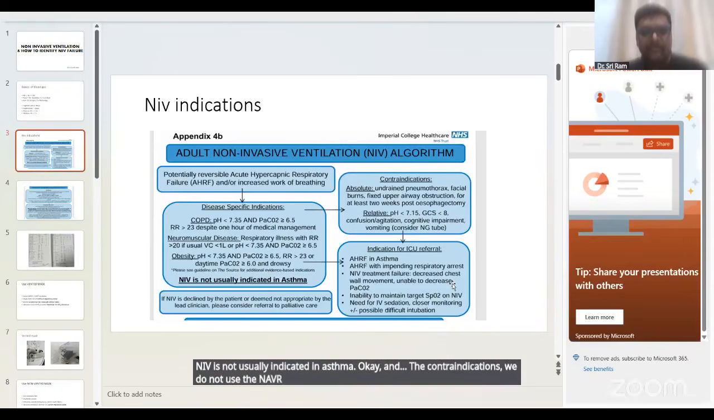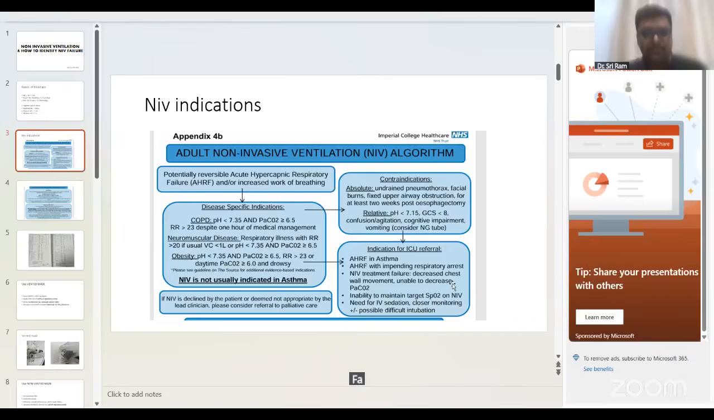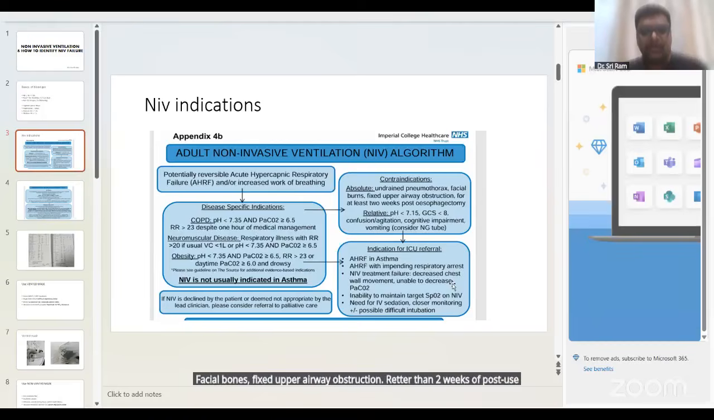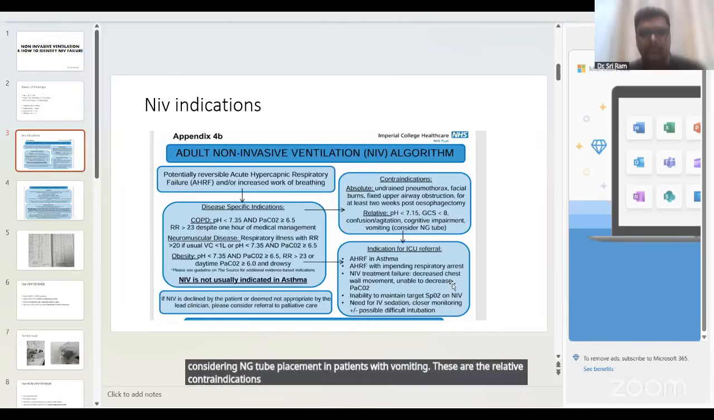The absolute contraindications include undrained pneumothorax, facial burns, fixed upper airway obstruction, greater than 2 weeks post-esophagectomy. The relative ones are pH less than 7.15, GCS less than 8, confusion or agitation, cognitive impairment, and considering NG tube placement in patients with vomiting. These are the relative contraindications when we do not want to use NIV.